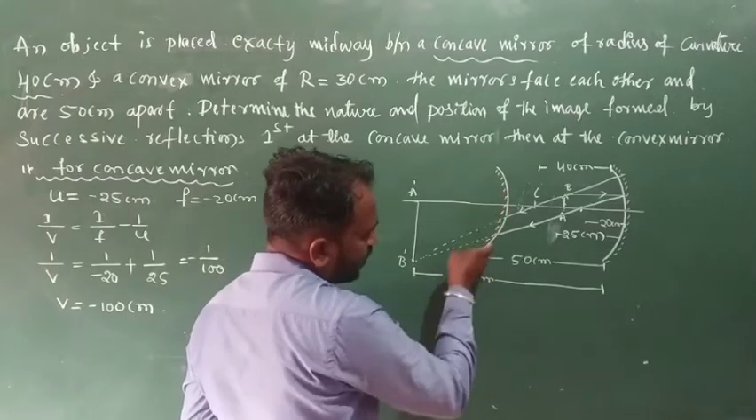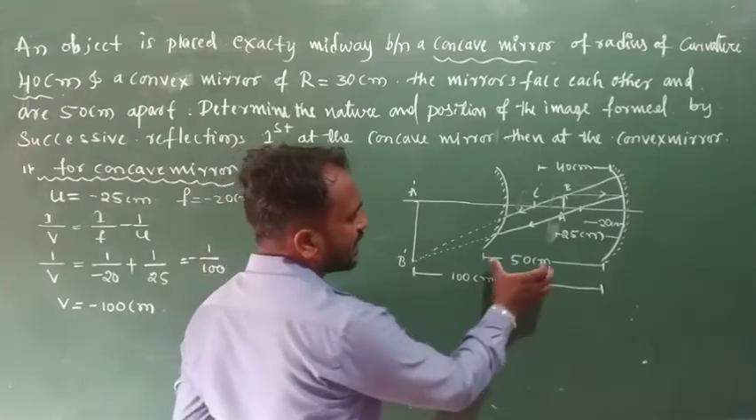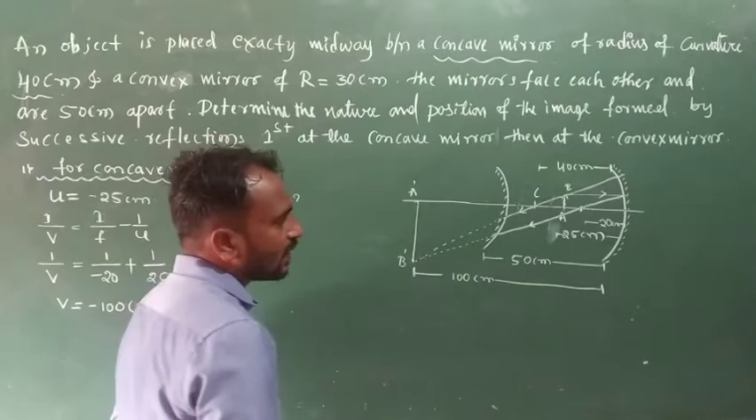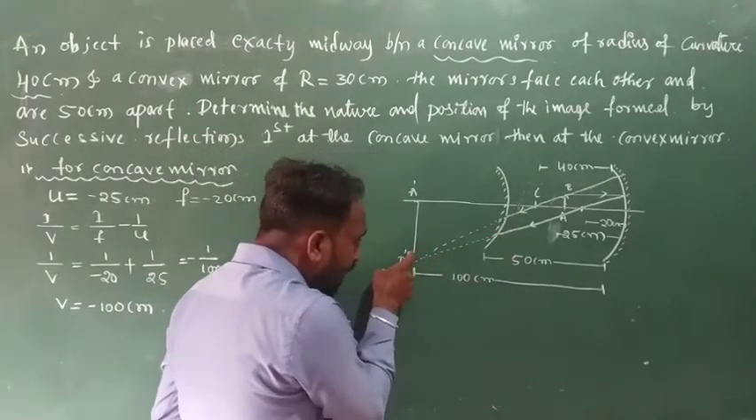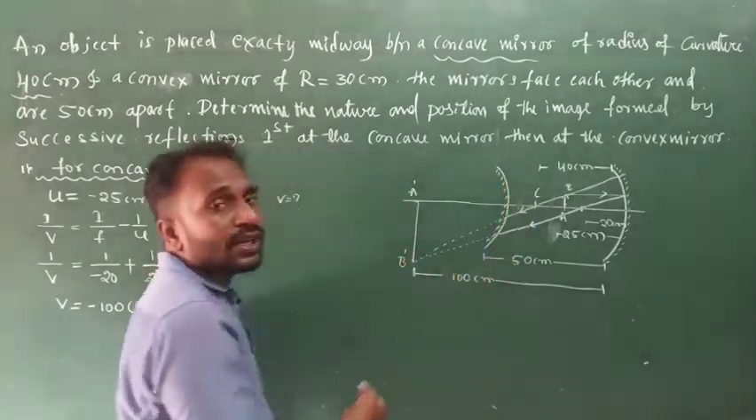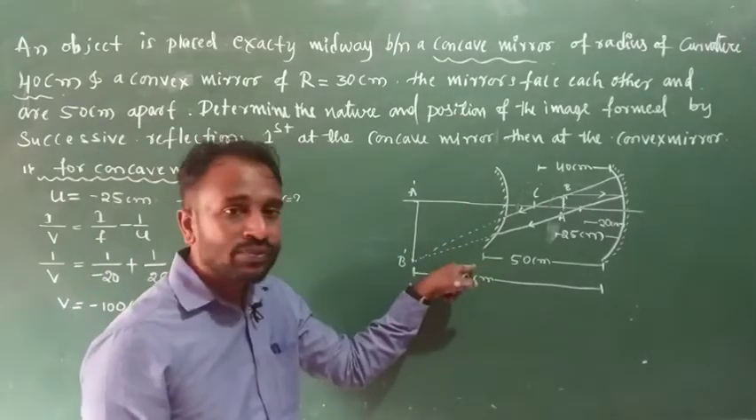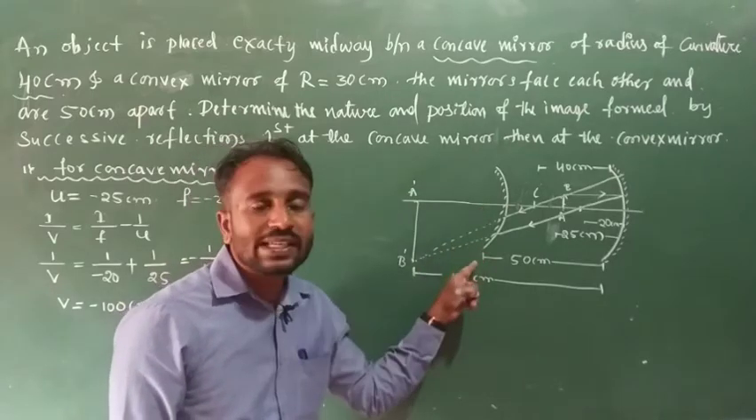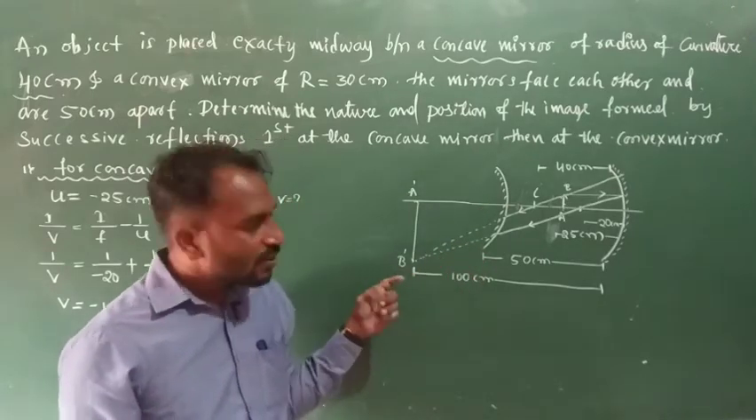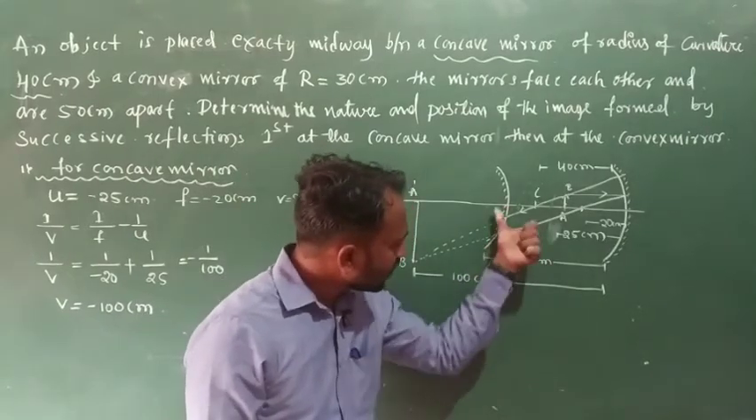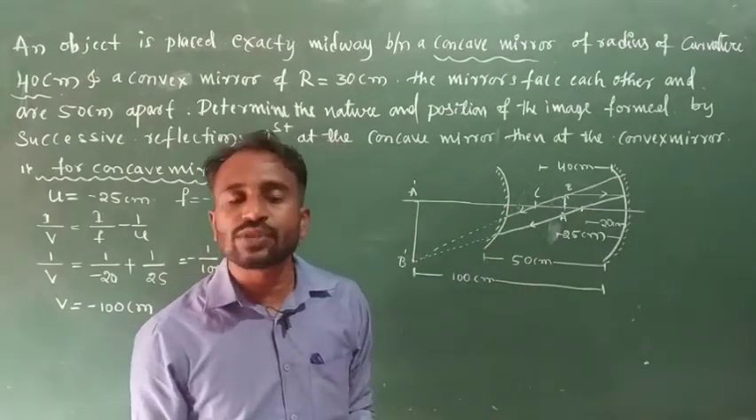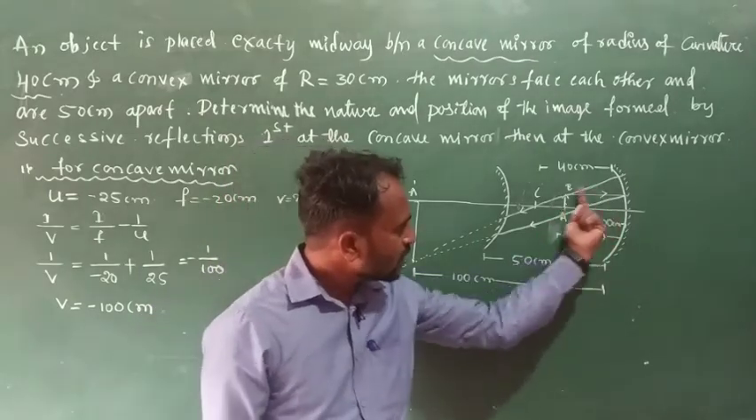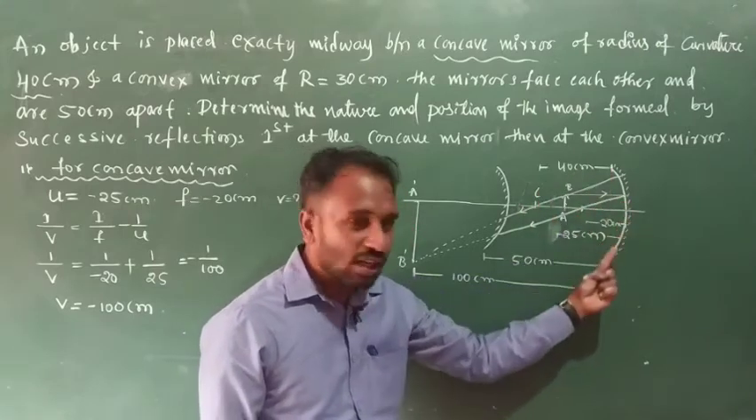So this convex mirror is placed exactly 50 centimeter from the concave mirror. So this image we consider as the virtual object of the convex mirror. So the object distance we consider is 50 centimeter, and this is the image formed by the concave mirror.